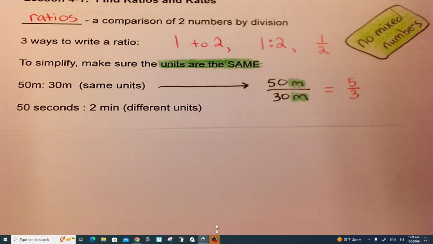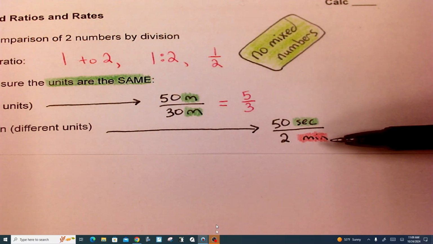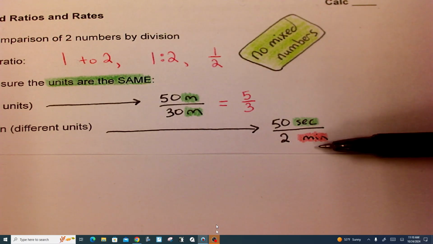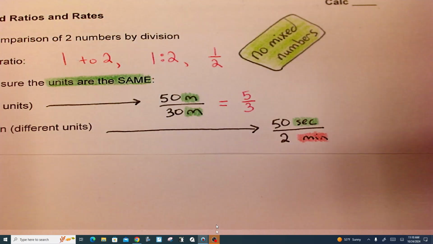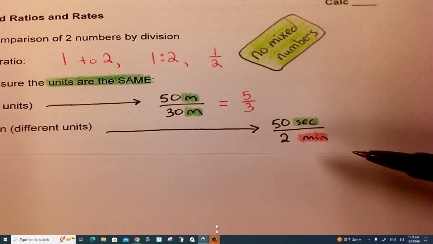What happens if we have different units on here? So 50 seconds and 2 minutes. Let's pull this out a little bit more to our right so that we can have some space. Well, when you do run into this situation, and notice I color coded them differently to show that they are different units, so we can't just go and simplify. That's the rule, right? Make sure that the units are the same before we simplify these ratios.